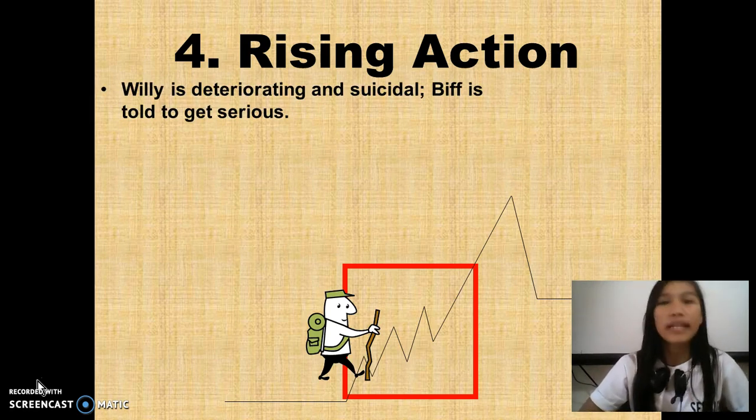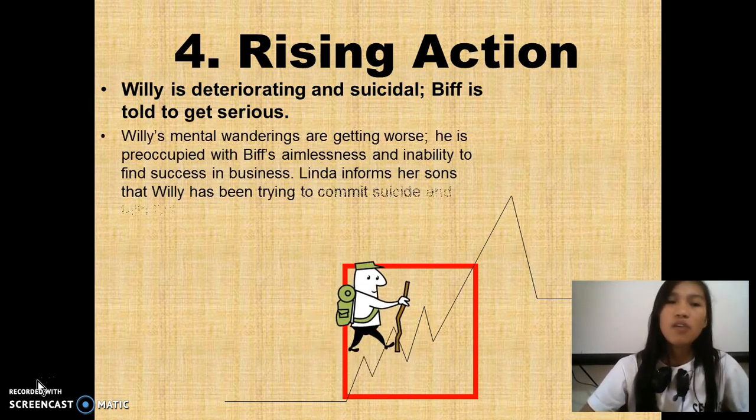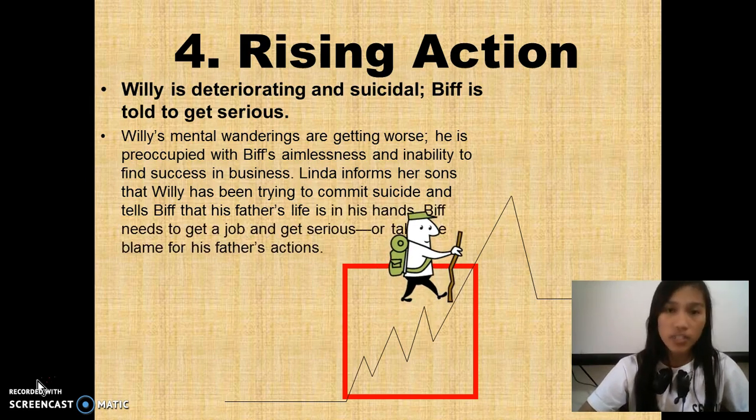Willie is deteriorating and suicidal. Biff is told to get serious. For Willie's mental wanderings are getting worse. He is preoccupied with Biff's aimlessness and inability to find success in business. Linda informs her sons that Willie has been trying to commit suicide and tells Biff that his father's life is in his hands. Biff needs to get a job and get serious or take the blame for his father's actions.